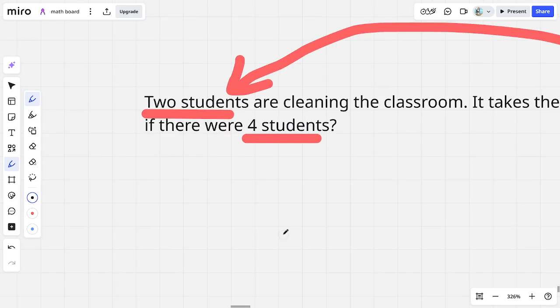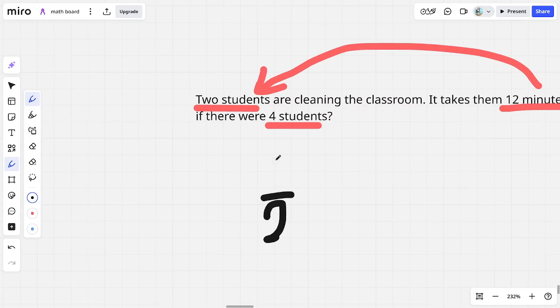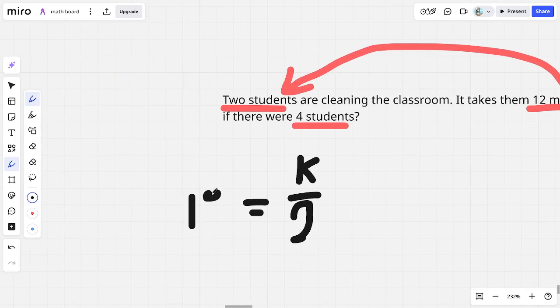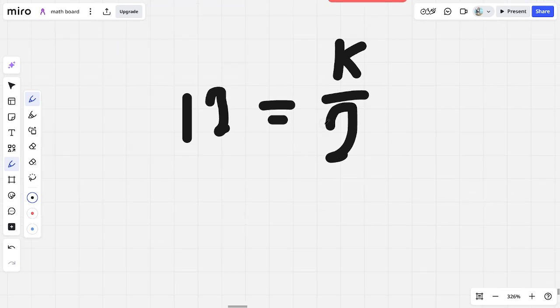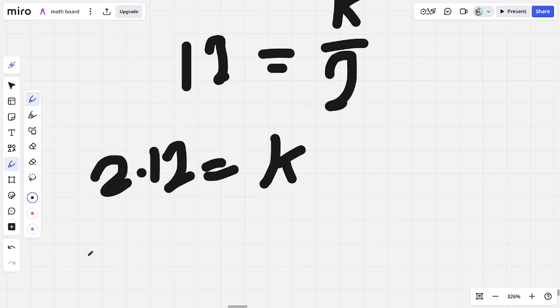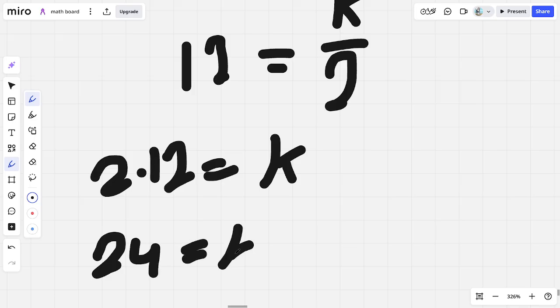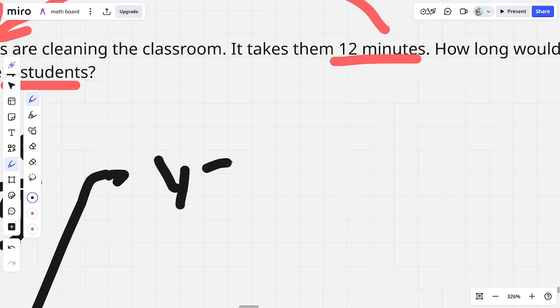Anyways, so now I can make our equation. So two students, so that's going to be 2 over x is equal to 12. So again, you can just multiply both sides of the equation by 2 to cancel this denominator. So it's going to be 12 times 2 is equal to k, and it's just going to be simply 24. So now I can make our equation. So y is equal to k, k is 24, over x.